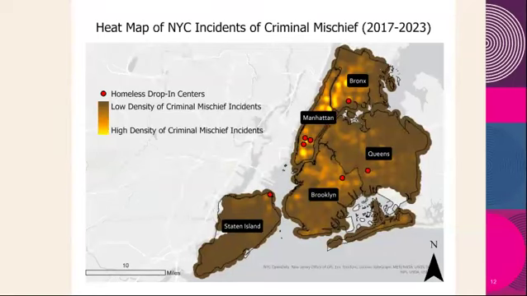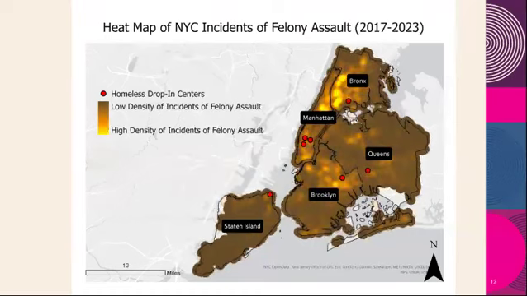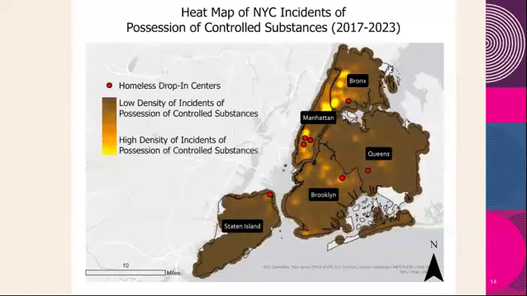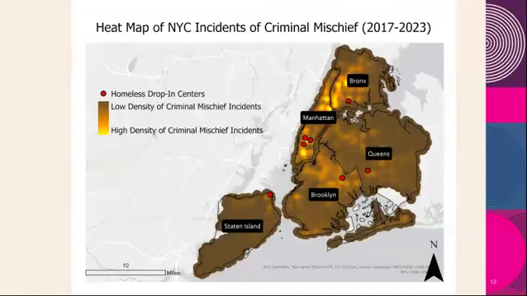I'm going to flip through these next 4 maps really quickly and then come back so we can discuss. So there's this one, this one, this one, this one. Okay, now flipping back. Okay, so a common trend we can see between these 4 maps is that high densities of crime is very close in proximity to the homeless drop-in centers, specifically in Manhattan.